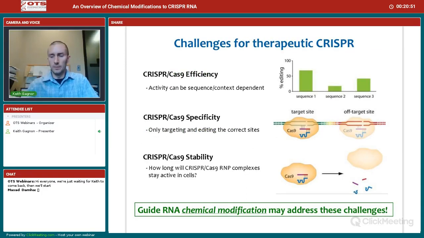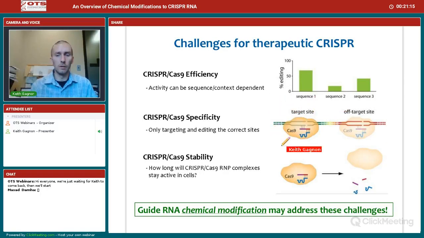So it is beautiful and it works great, but it has its caveats. One is efficiency. We'd like it to be 100%, but it rarely reaches that level. Also, it has some variability depending on the sequence context. So one target might cut really well, another target not so much.